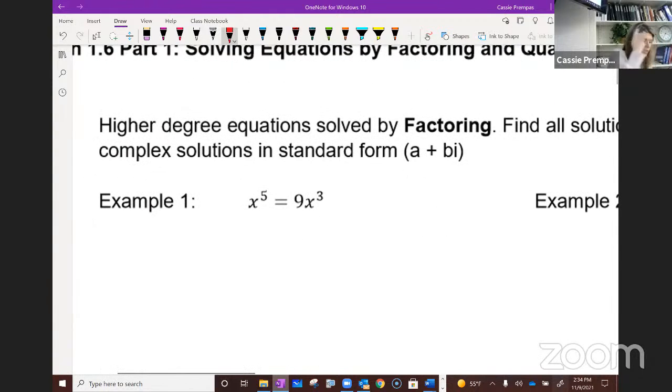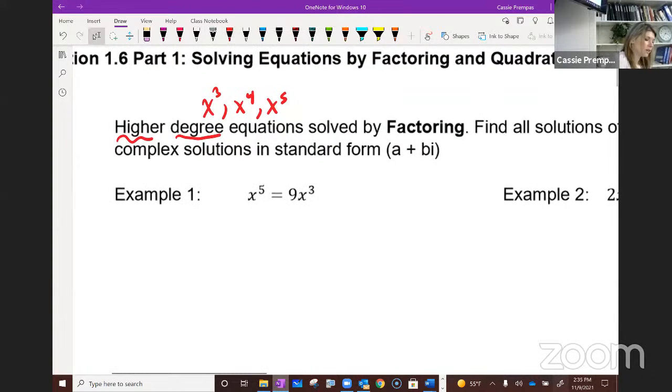Specifically, we are going to focus on solving higher degree equations. Degree represents an exponent. So last unit, you guys solved for x and x squared. In this unit, you're going to be looking at solving for x cubed and x to the fourth and x to the fifth and square roots and absolute value equations. So this unit, we're really focusing on solving higher level equations.